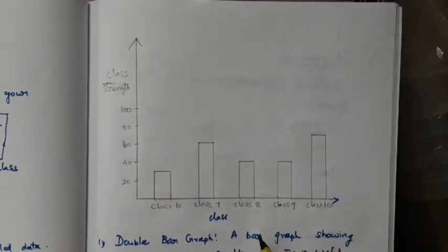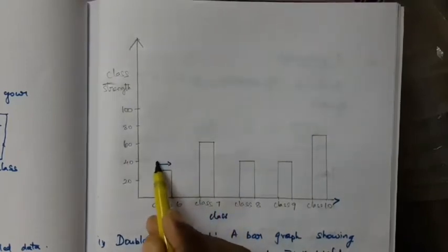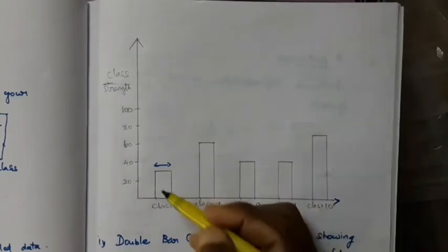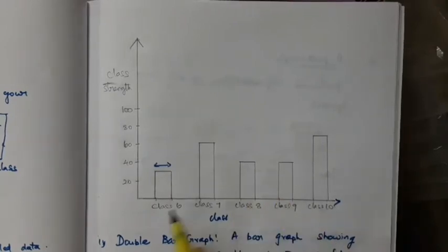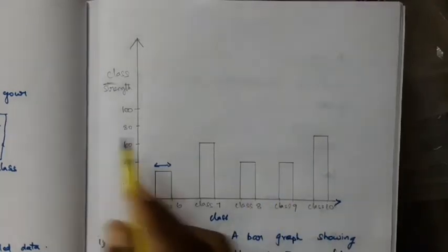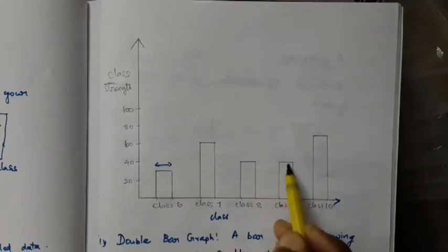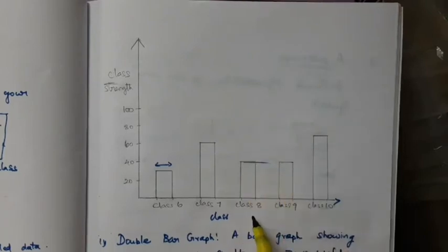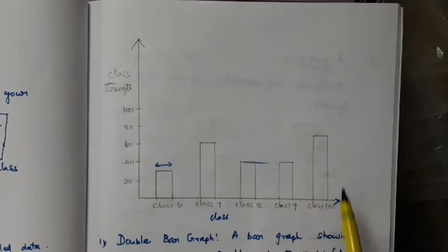The same thing you can write in the form of a table. This is another form of representing data called a bar graph. Here the width of all the bars should be uniform. The height will change according to the values. From this we can say class 6 has the lowest strength, and class 8 and class 9 have the same strength. You can see this height is the same. Class 10 has more strength. These are the information we can get from a bar graph.